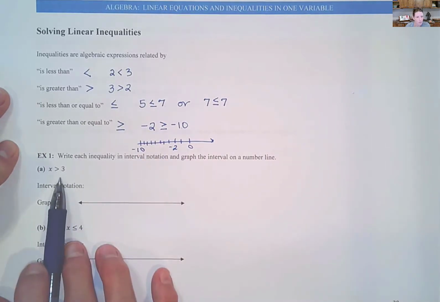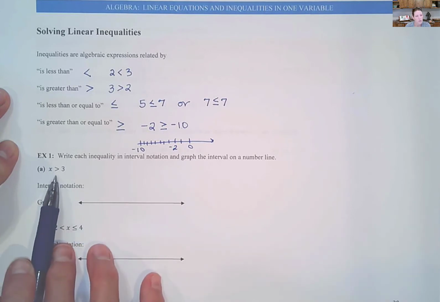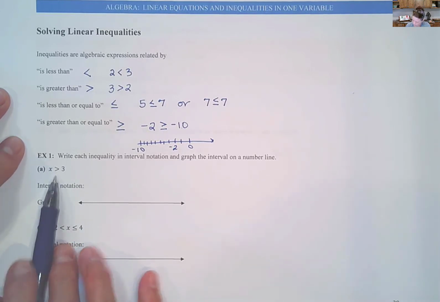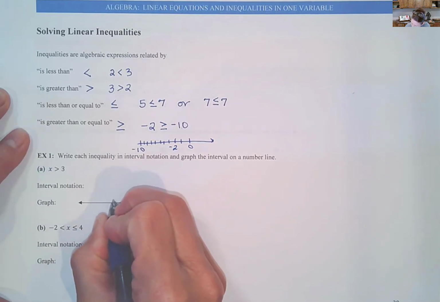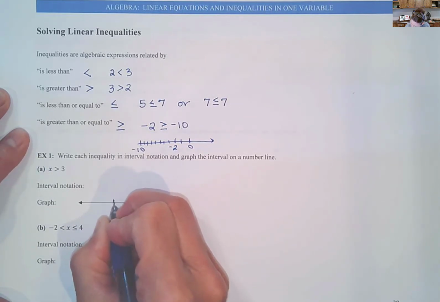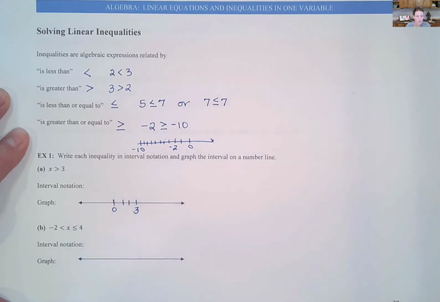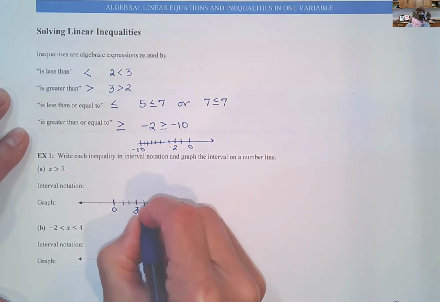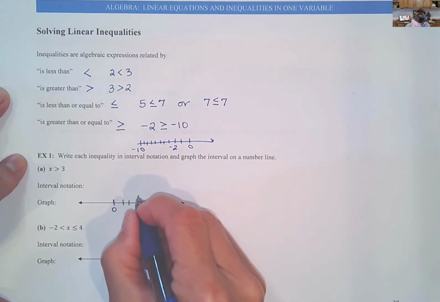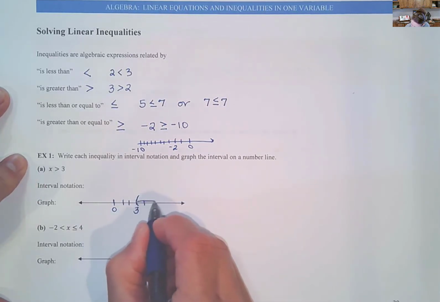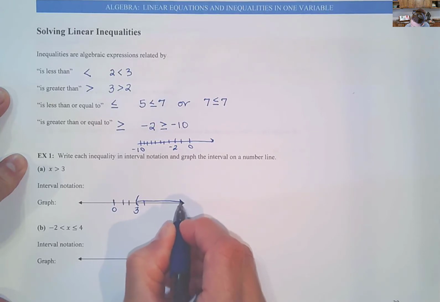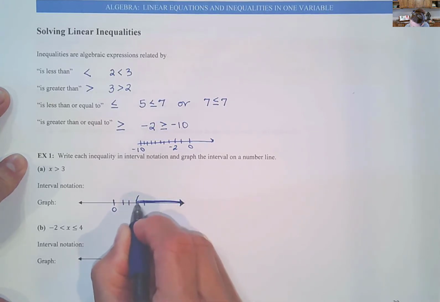In example 1, we will write each inequality in interval notation and graph the interval on a number line. So we have the inequality, all numbers x that are greater than 3. If we think about a number line graph, first I want you to locate 0, and then locate 3, which is 3 units to the right of 0. And then these numbers that are greater than 3 are to the right. So we're going to bold that arrow to the right.